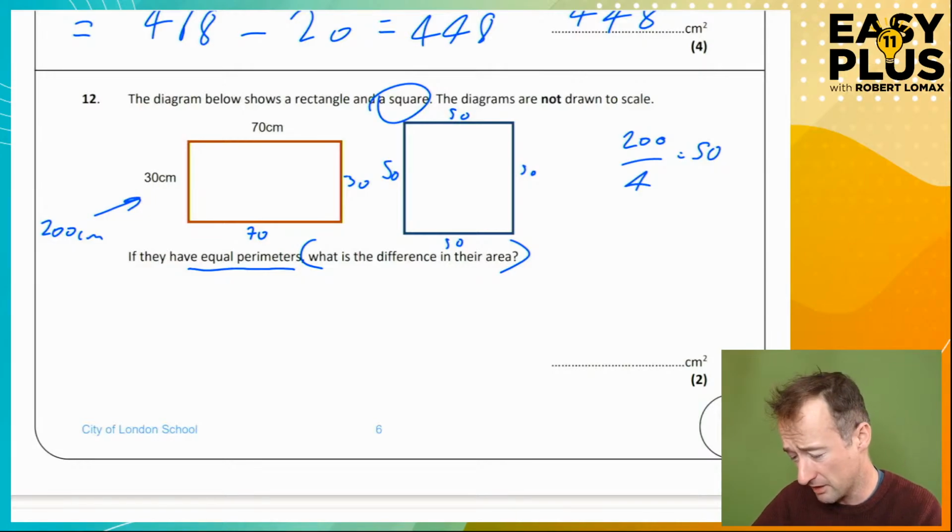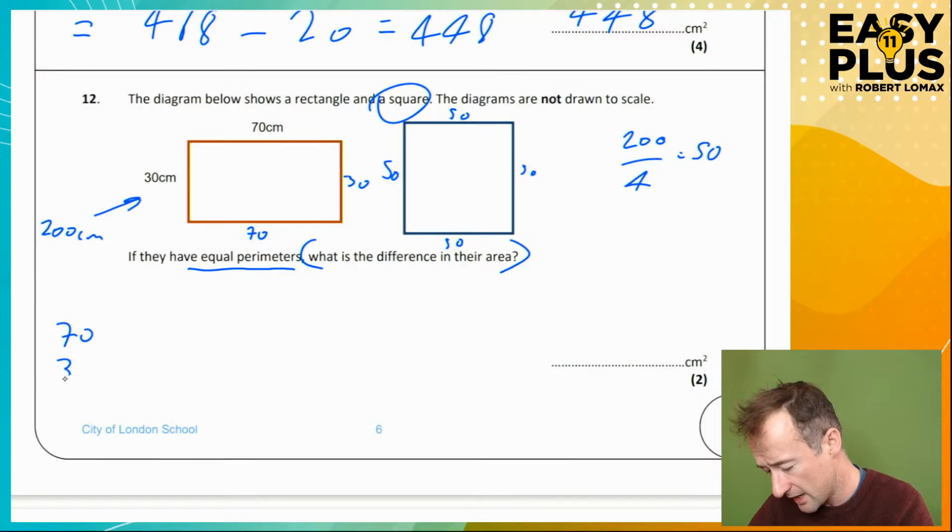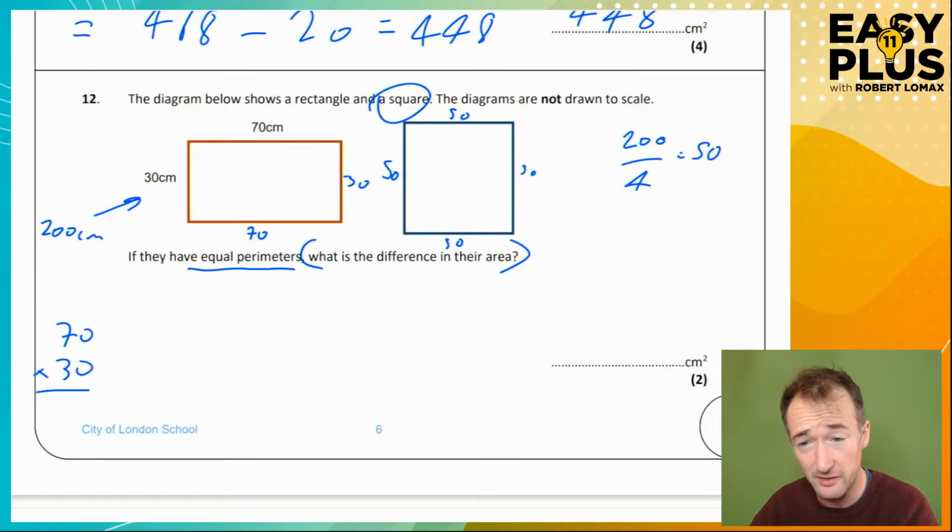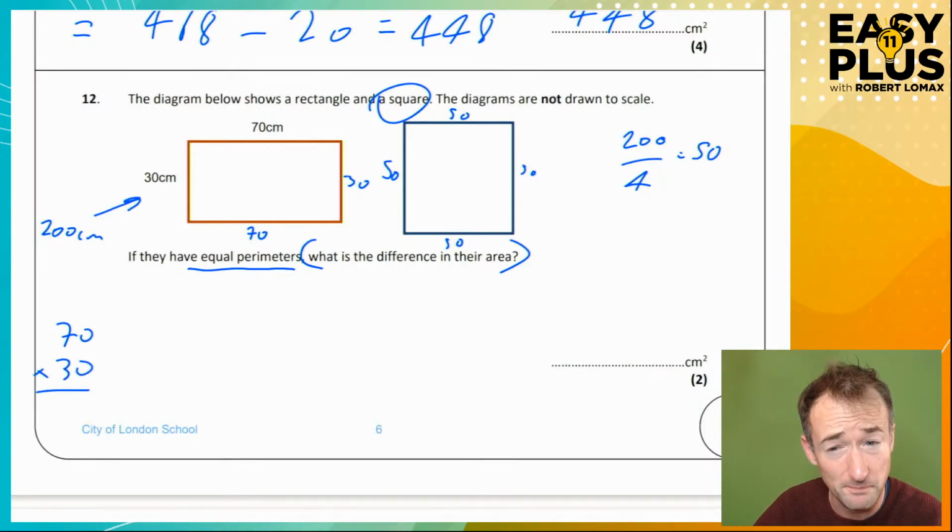So what's the area of this one here? 70 times 30. So you could go into doing a column multiplication like this, but actually you can save time. What's 7 times 3? 21, basic times tables. Times 10, times 10, so 2100.